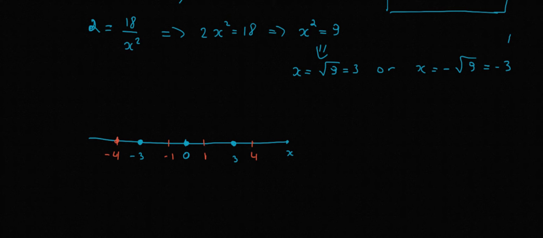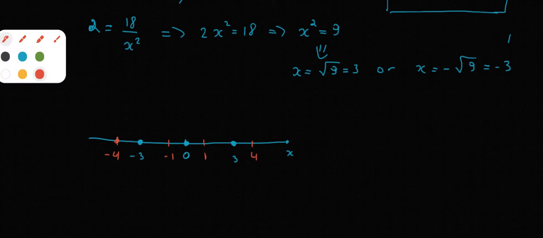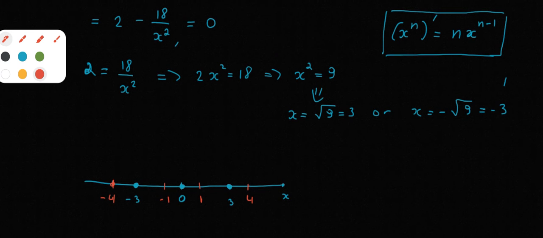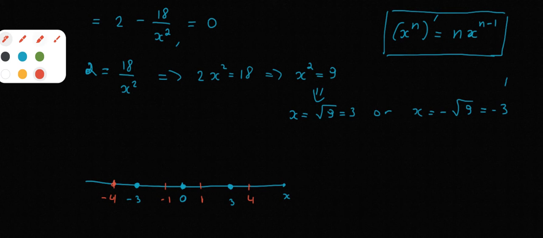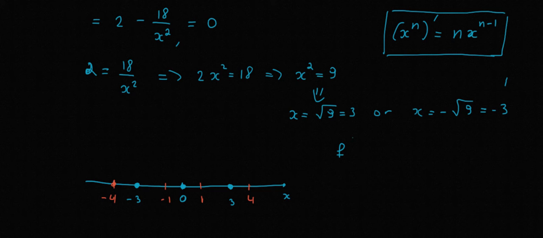What we want to do with these test values is plug them into our derivative and see if the derivative is positive or negative. So let's go ahead and do that. Actually, let me scroll down a little bit so we can see the formula for the derivative. 2 minus 18 over x squared, that is our derivative. And so, for example, at -4, the derivative at -4 equals 2 minus 18 over (-4) squared.